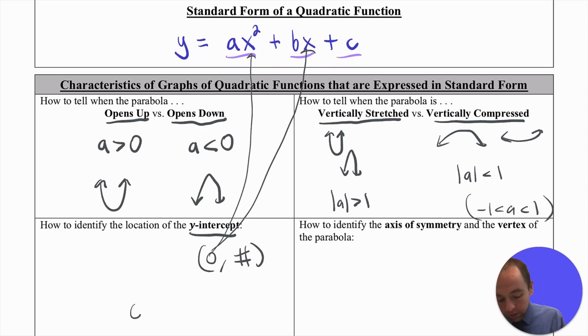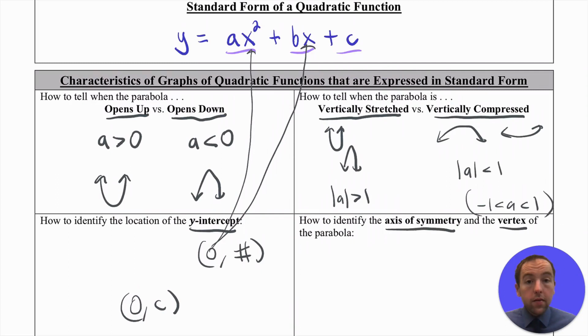So actually when we're dealing with standard form, the c value is going to be the number where it crosses through the y-axis. So that's something that's unique to standard form, and we'll see that in the examples a little bit later on. So those aspects and those elements really aren't any different than we've seen before.